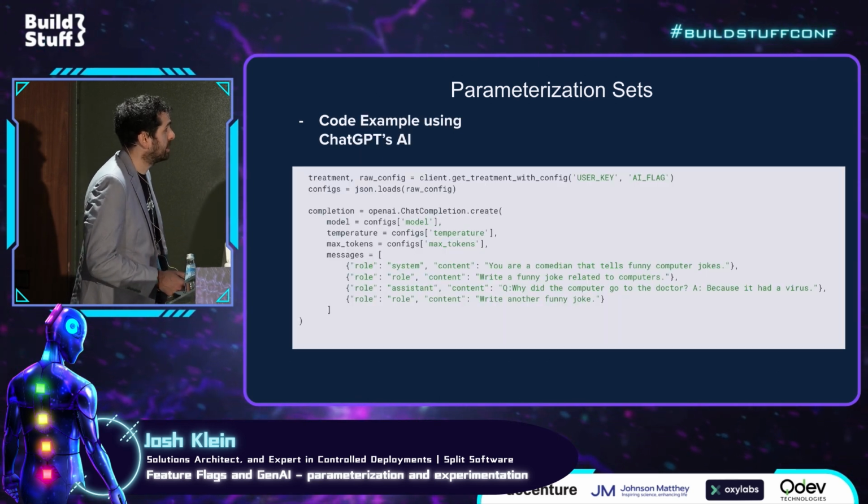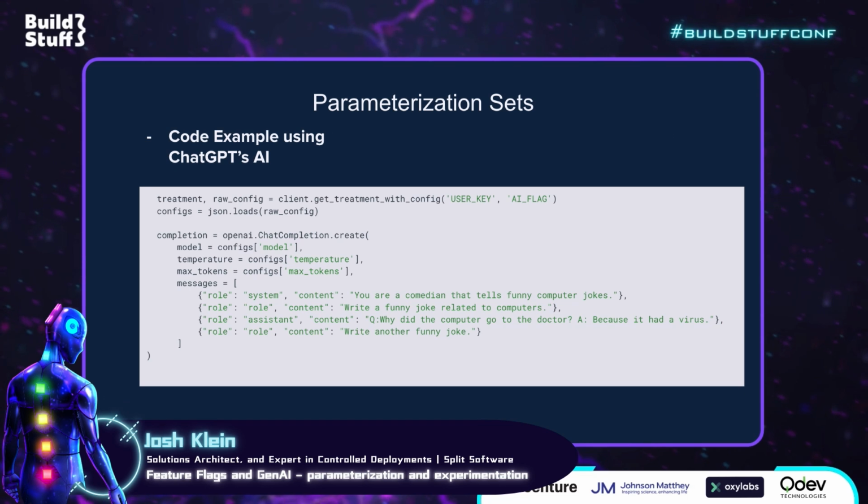And so here's ChatGPT's API, basically calling a feature flag, again, the get treatment with config function here. This is actually JavaScript as opposed to Python, so I'm an equal opportunity user of these scripting languages. But the idea here is that you pull that out of the JSON and pass that into the OpenAI API. And so now I've got all this information, and it's dynamically changeable here.